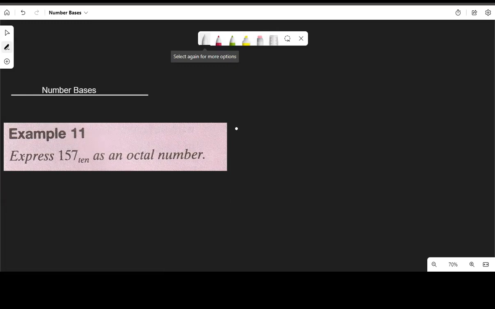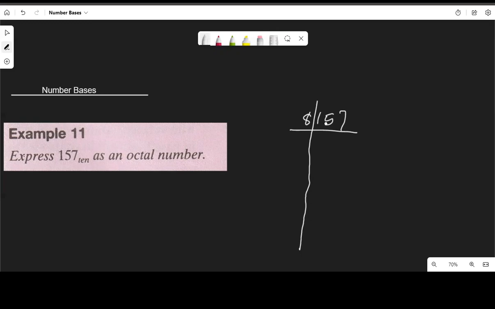We have to express 157 in base 10 as an octal number. Octal means base 8. So to convert from base 10 to another base, we divide the base 10 number by the base that we are converting to, repeated division. And at each stage of the division, we write down the remainder, even when the remainder is 0. So converting 157 in base 10 to base 8, we are going to divide 157 by 8 continuously until our quotient is 0.